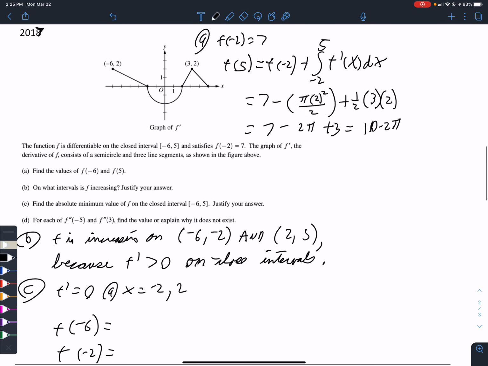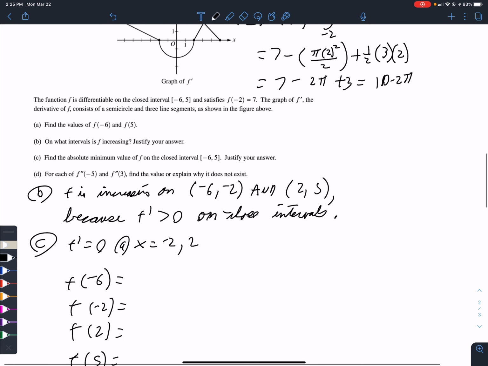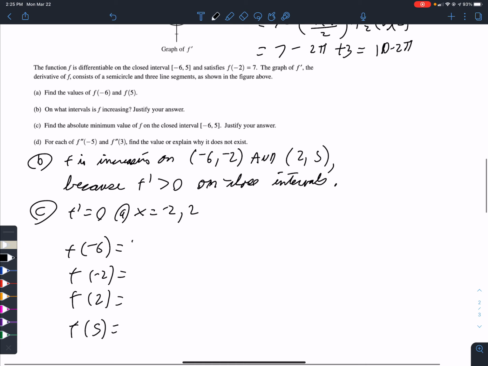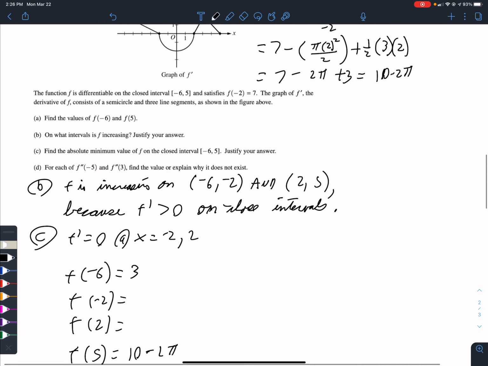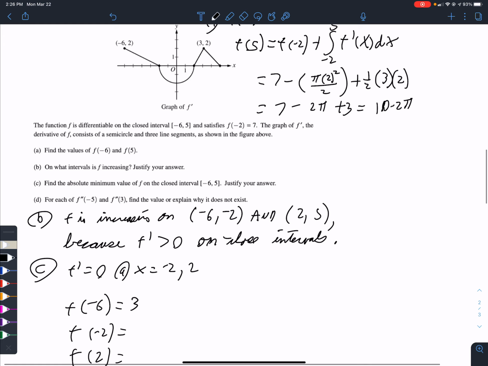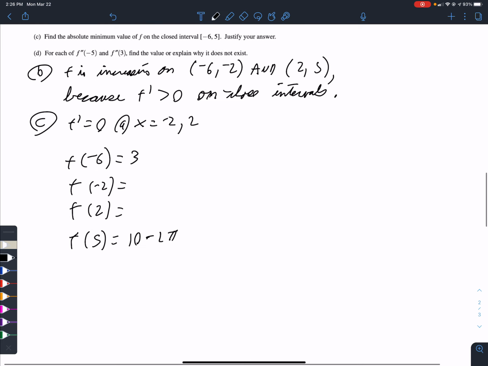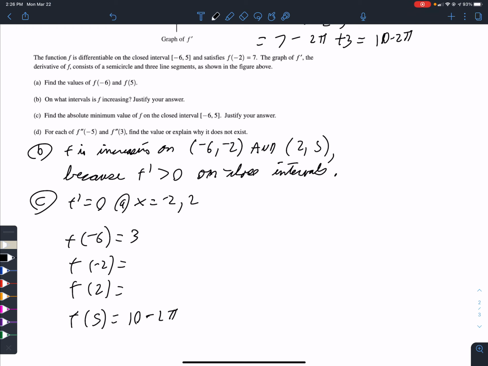So f at -6, we already found that. We found that in part A, and that was 3. And we found f at 5 in part A, and that was 10 minus 2 pi. So that's pretty nice. And then f at -2. So f at -2 is a given. They told us that. F at -2 is 7, so that's easy. So we have one more left we have to find. That's going to be f at 2. So let's find f at 2.